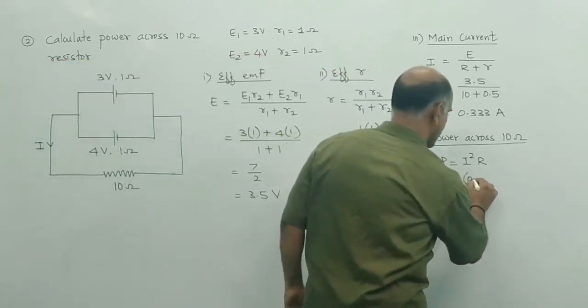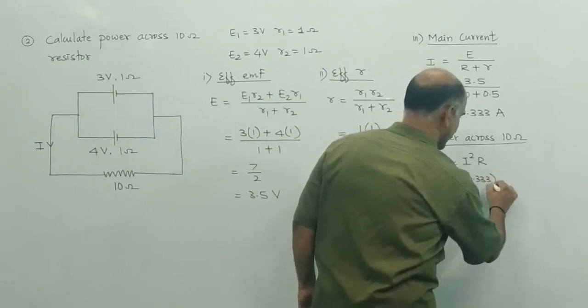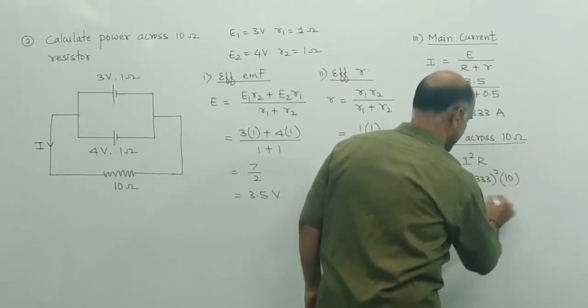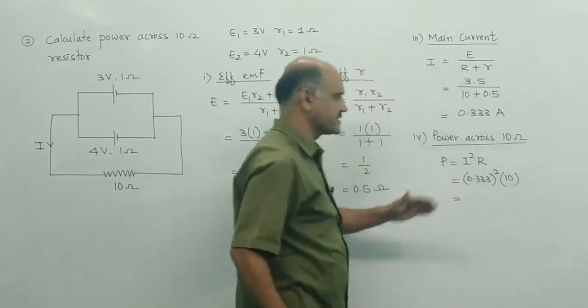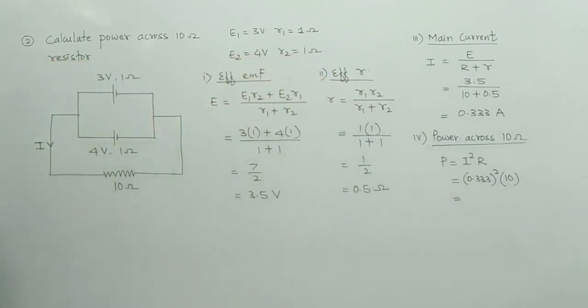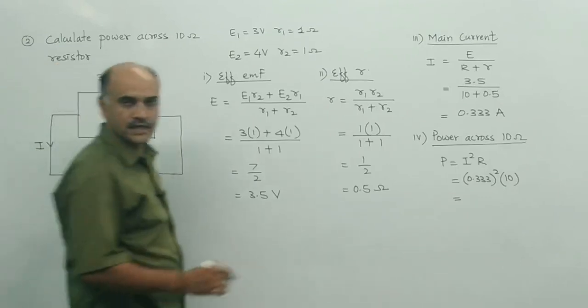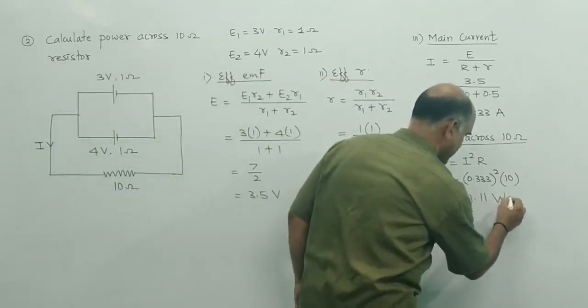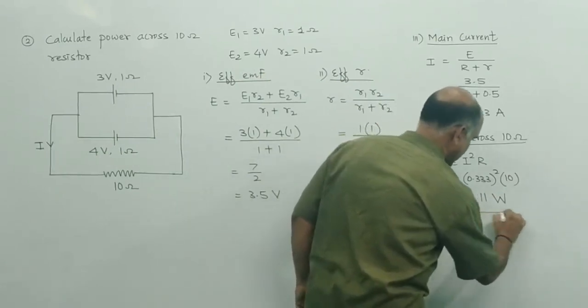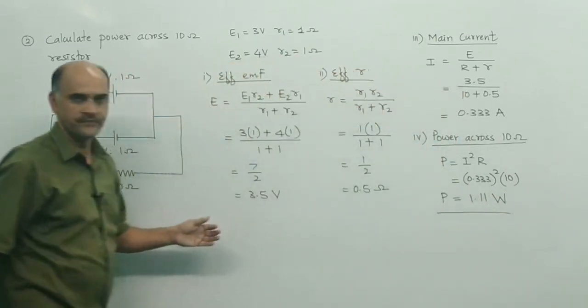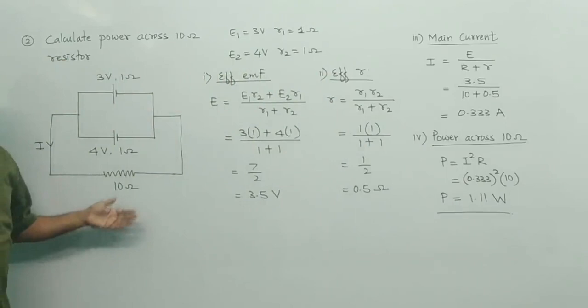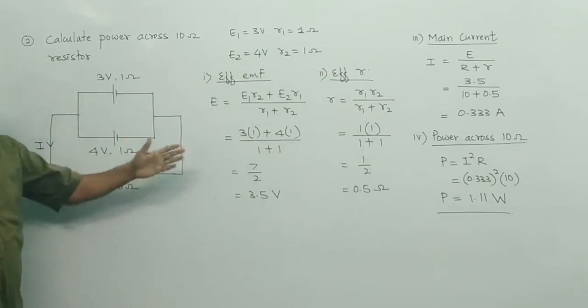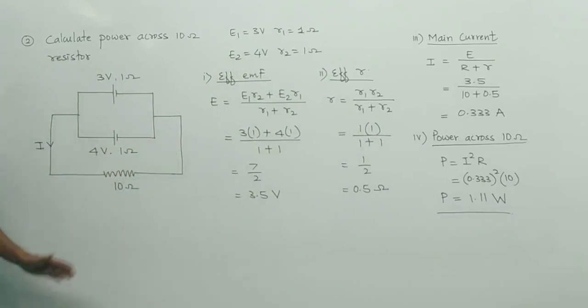So I is 0.333 square, resistance is 10. Simplify this: 0.333 square into 10, you will get 1.11 watt power across the 10 ohm resistance. Clear, students? Again, you can pause and solve this problem.